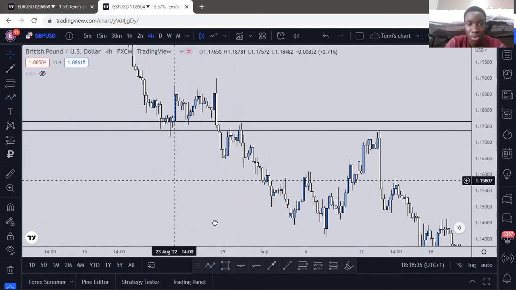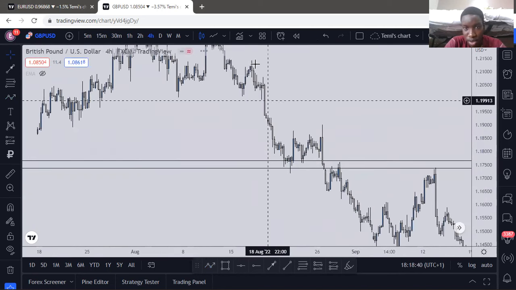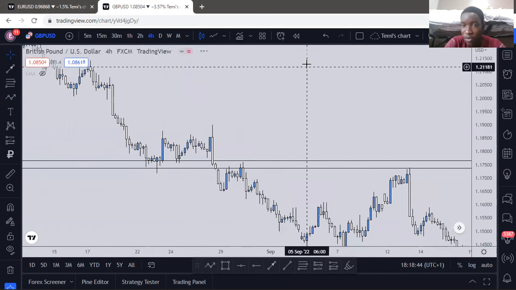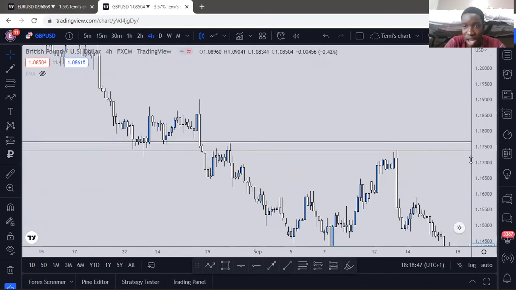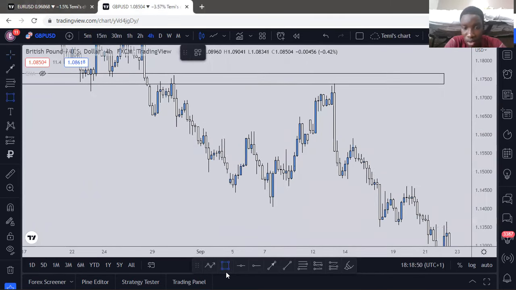So market structure is the most important thing. The reason why I'm looking for sells is because the market structure is bearish. We're having lower lows, lower highs, lower lows, lower highs to continue. And everywhere in the market, you're going to see this. Every single place in the market, you're going to see it.